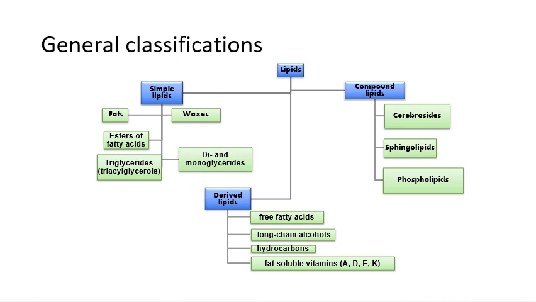Lipids can be simple lipids that include fat, waxes, esters of fatty acid, triglyceride, and di- and monoglyceride. Lipids can also be compound lipids such as cerebrosides, sphingolipids, and phospholipids. When we talk about lipids, we also cover the derived lipids that include the free fatty acids, long-chain alcohols, hydrocarbons, and fat-soluble vitamins, which are vitamins A, D, E, and K.